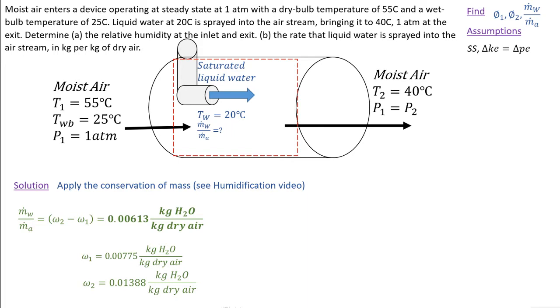mass, and if you've forgotten how we get this, go ahead and watch the humidification video. I can get an equation for m.w over m.a. So it's just the conservation of mass applied to the control volume, as you see here. So let's see. Yeah, conservation of mass applied to the water portion, actually.